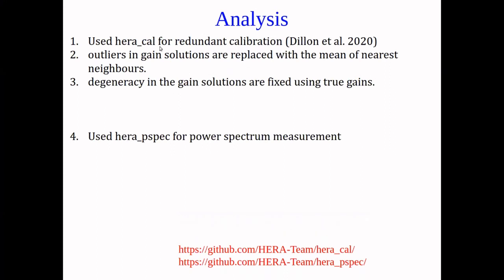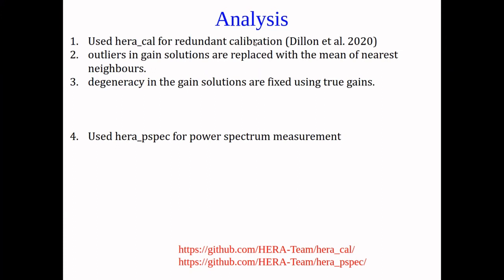In the analysis part, we have used HERA cal for the calibration, redundant calibration. So we have introduced non-redundancy due to the various primary beam patterns, and we are analyzing. Basically, we are calibrating the data using the redundant calibration method.